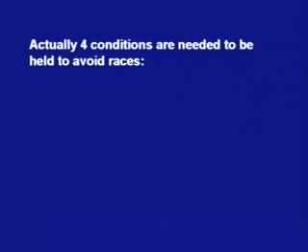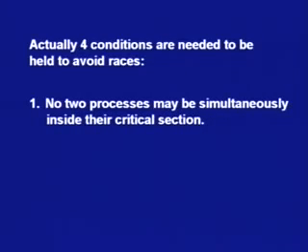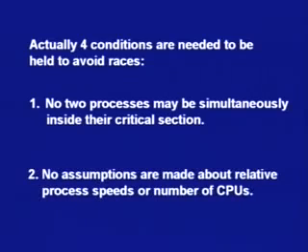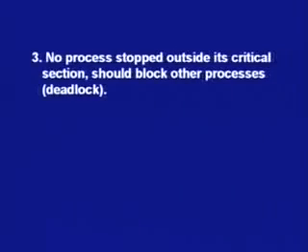Now, to avoid races, what we need to do is to ensure that no two processes may be simultaneously in their critical section. Also, we make no assumptions about the relative process speeds or the number of CPUs that are inside the system. So just because a process runs faster, it doesn't mean that it should take all the resources. Even if it's a slow process, it should be able to run properly.